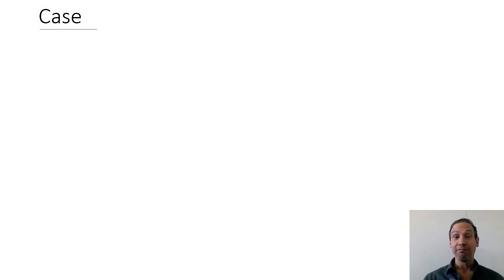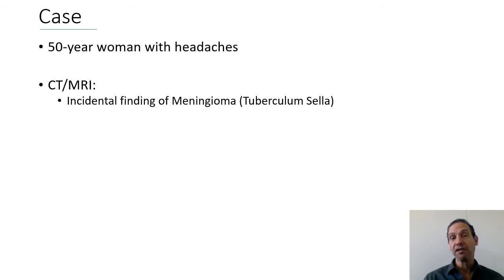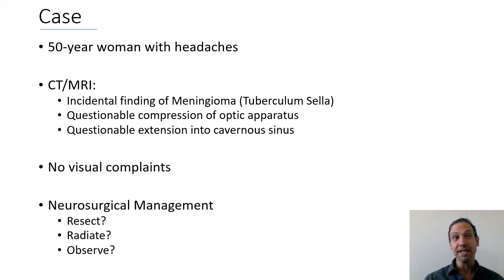So just to take perhaps a typical case, it's maybe a bit hypothetical, but a 50-year-old woman who maybe has headaches, and she's undergone neuroimaging for the headaches, and there's findings of a meningioma in the sellar zone, maybe a tuberculum sellae meningioma. And according to the report and according to the review of the MRI, there's questionable compression on the optic apparatus, there's questionable extension into the cavernous sinus. She herself has no complaints, and now the neurosurgeon obviously has to make a management decision to go ahead and resect, to irradiate, or just to simply observe.